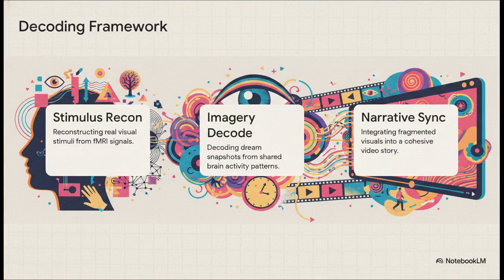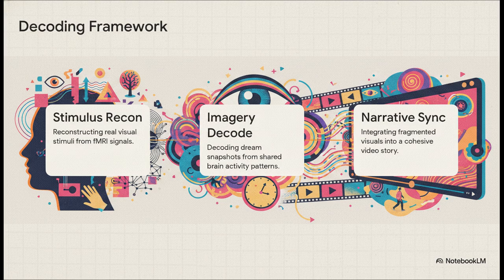Let's see how this builds, because turning those abstract brainwaves into tangible video files takes 3 methodical stages. First, they reconstruct real visual stimuli from waking fMRI signals, so mapping waking brain activity to real images.